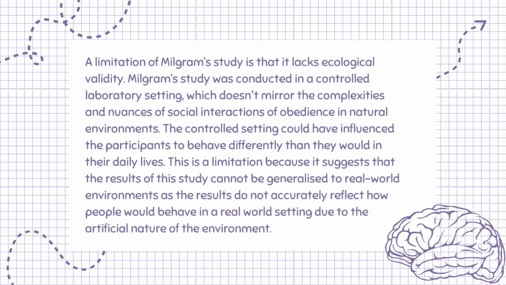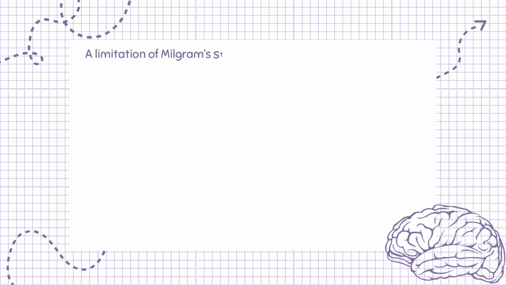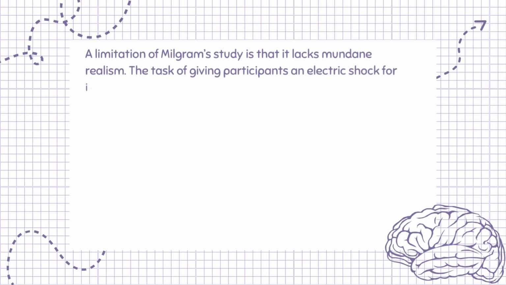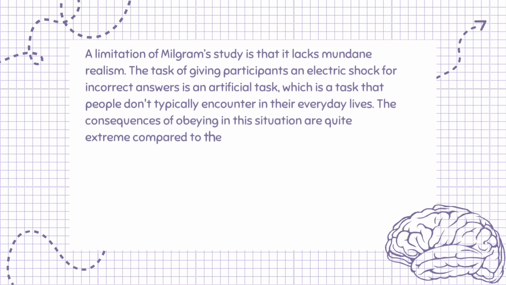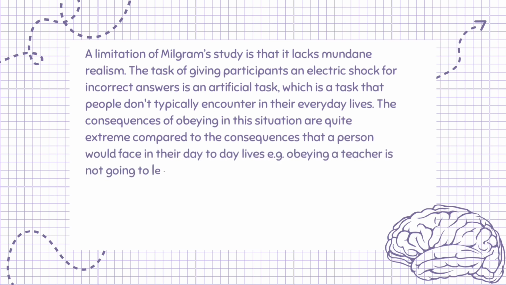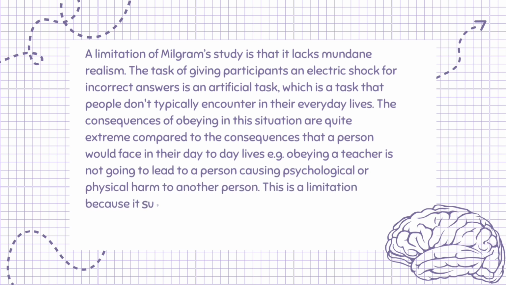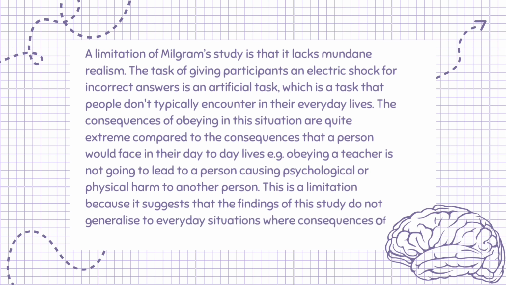A limitation of Milgram's study is that it lacks mundane realism. The task of giving participants an electric shock for incorrect answers is an artificial task, which is a task that people don't typically encounter in their everyday lives. The consequences of obeying in this situation are quite extreme compared to the consequences that a person would face in their day-to-day lives, e.g. obeying a teacher is not going to lead to a person causing psychological or physical harm to another person. This is a limitation because it suggests that the findings of this study do not generalize to everyday situations where consequences of obeying are less extreme.